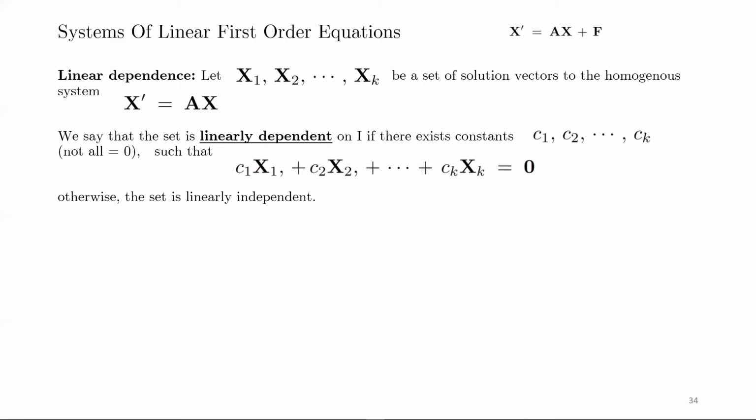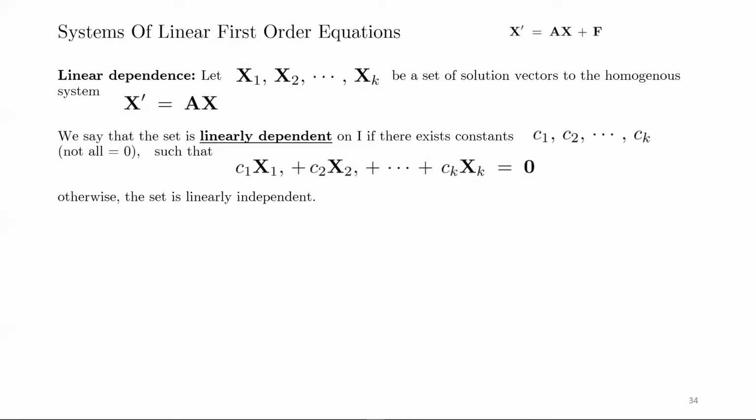Another way of saying this is that if we can write x1 as a linear combination of all the other solution vectors, then the set would be linearly dependent. If we can't write any of the solution vectors as a linear combination of the others, then the set must be linearly independent.